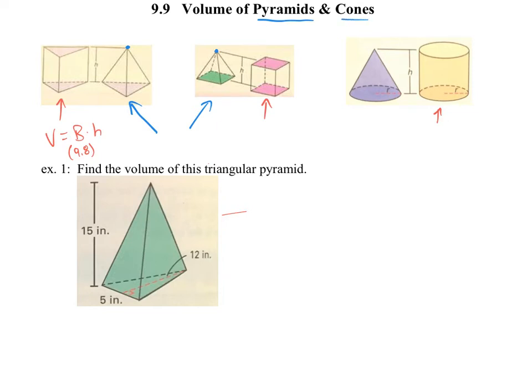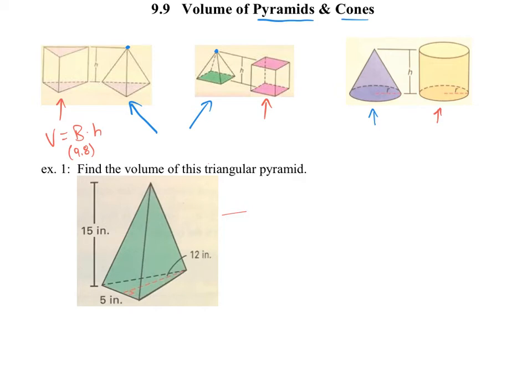And a cone is really just going to be this one here. A cone is kind of like a pyramid, but it just has a round base, so it has one side that goes all the way around. Is that fair? Okay.